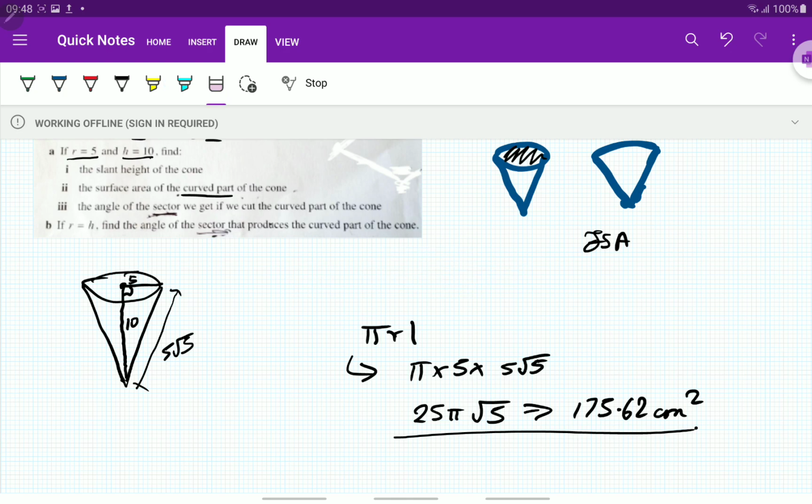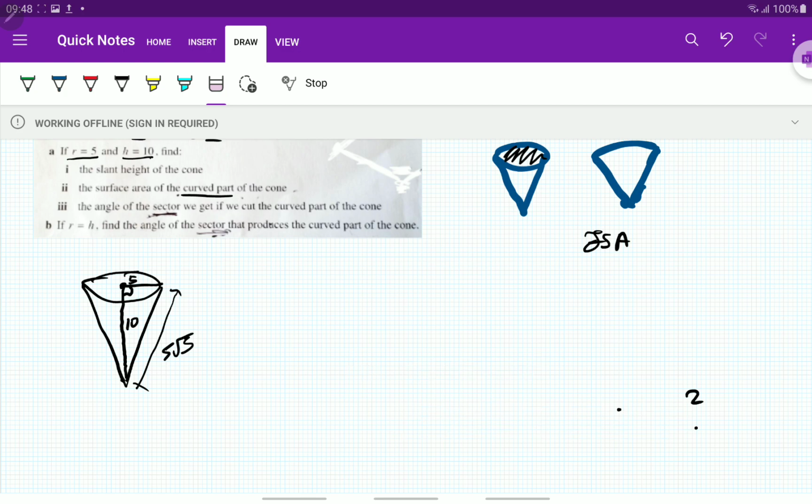Okay, fairly simple only at this point. This is not the point of the video. The point of the video is for these two questions. Fairly simple, but it took me a long time to figure it out. So hopefully you guys understand it very soon. So they're asking us the angle of the sector we get if we cut the curved part of the cone. So the angle of the sector if they cut this cone.